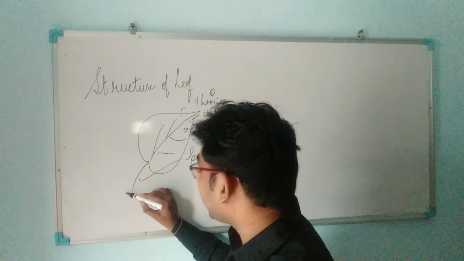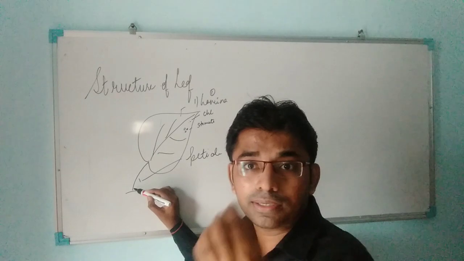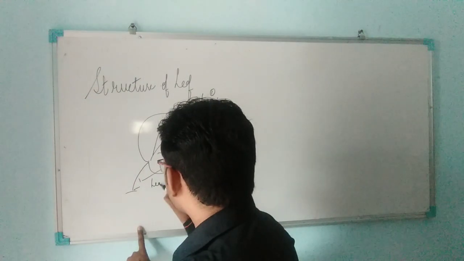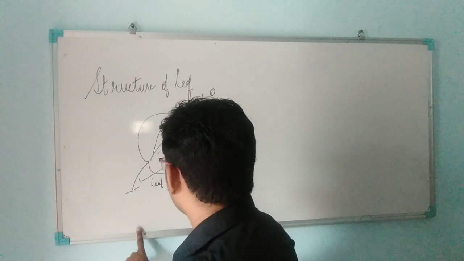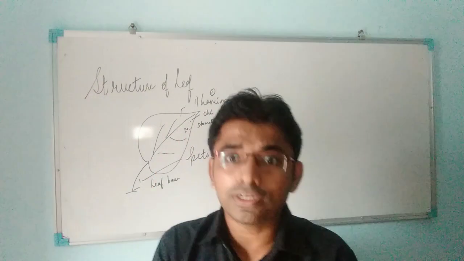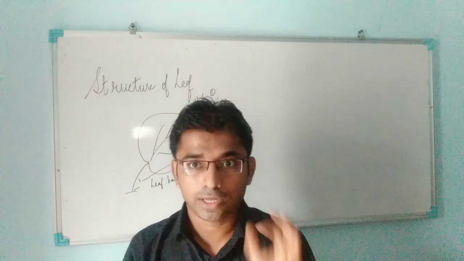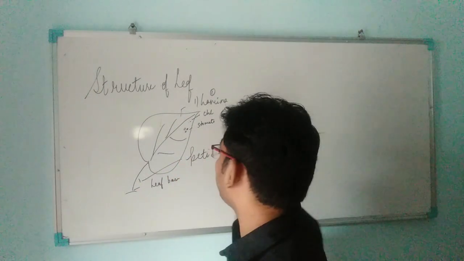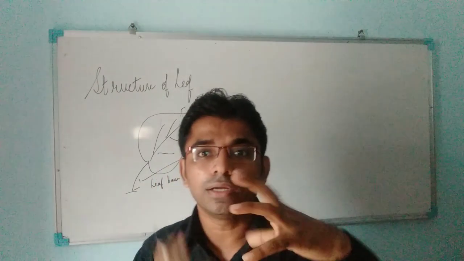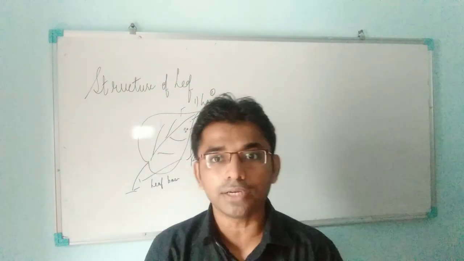Now the base of this petiole is called the leaf base. So the structure of the leaf consists of three parts. The first part is the leaf lamina. Leaf lamina is also called the leaf blade. It is the surface of the leaf.